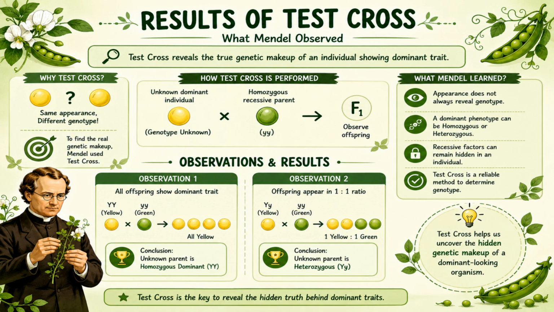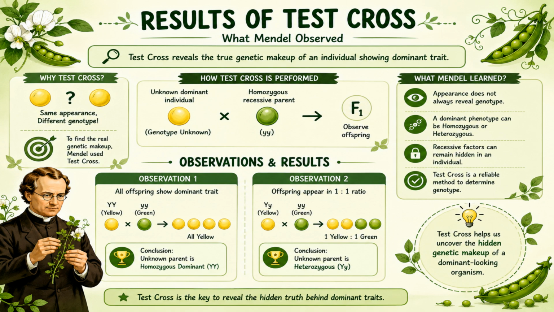So he crossed the dominant individual with a homozygous recessive parent and carefully observed the offspring. After performing many test crosses, Mendel made two important observations. First observation. Sometimes all the offspring showed the dominant trait. For example, when a yellow-seeded plant was crossed with a green-seeded plant, all offspring were yellow. From this result, Mendel concluded that the unknown parent was homozygous dominant. This is because a homozygous dominant individual can pass only dominant factors to its offspring. Therefore, no recessive phenotype appears in the next generation.